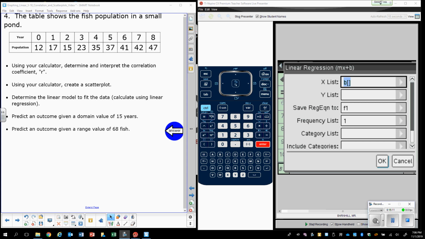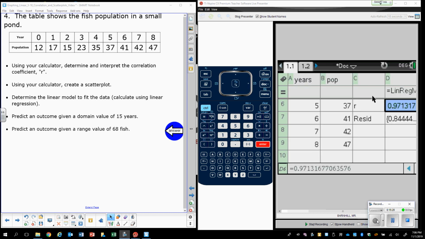So when we do this part, it's going to pull up this little menu over here, and off to the side we're going to type in years for our X. We're going to go down to the Y list, and we're going to type in population. And then we're going to press OK. We're not going to type anything else. We're going to go down, and we're going to press OK.